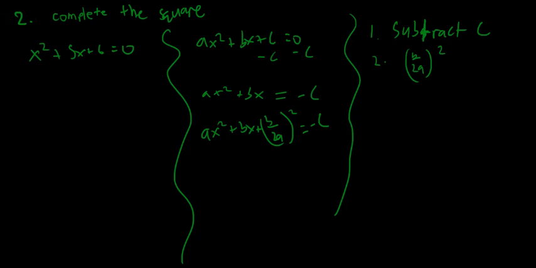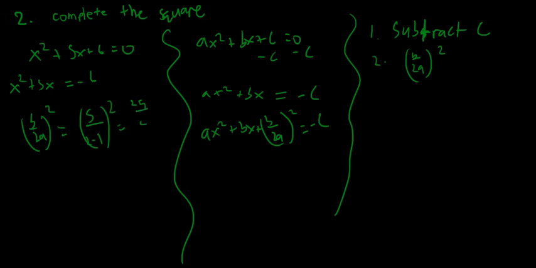So let's try that over here. So we move c to the other side. So x squared plus 5x is equal to negative 6. Now what we have to do is we have to calculate b over 2a squared. So b over 2a squared, and that's equal to 5 over 2 times 1, squared. So that's 25 over 2 times 1, which is 2, squared is 4. 25 over 4. X squared plus 5x plus 25 over 4 is equal to minus 6 plus 25 over 4.